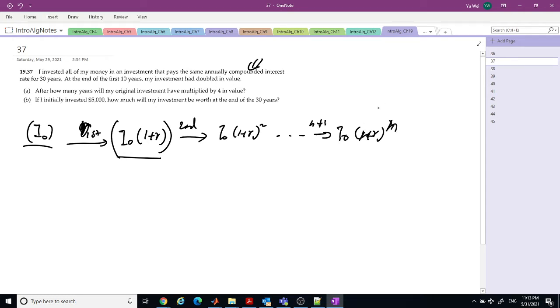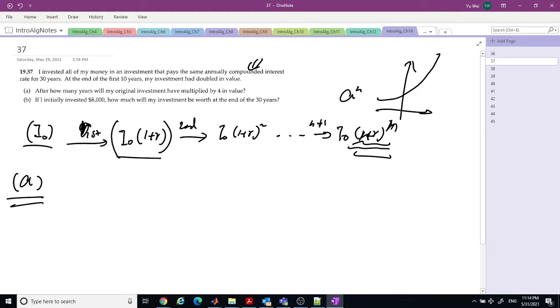So you can see this is like a to the n, so it will increase exponentially. That's why compound investment is a huge return if you do it in the right way. So you can see the interest rate for 30 years, and at the end of the first 10 years my investment doubles, meaning I0 times (1 plus R) to the 10 equals 2 I0.